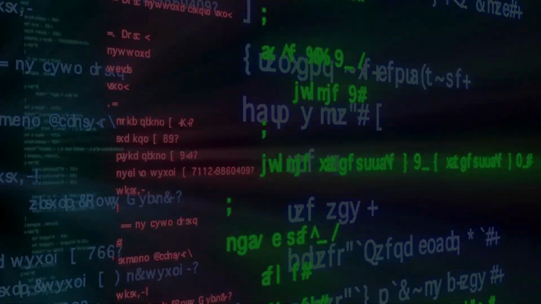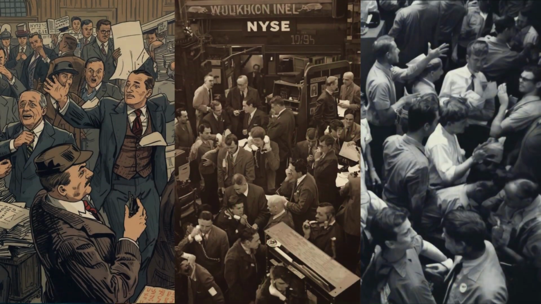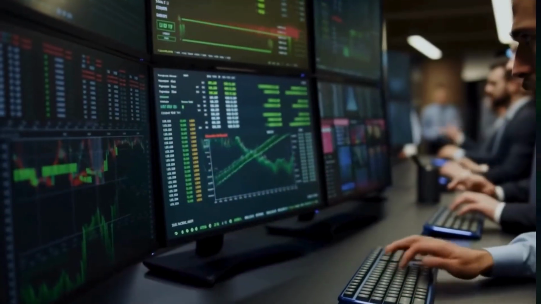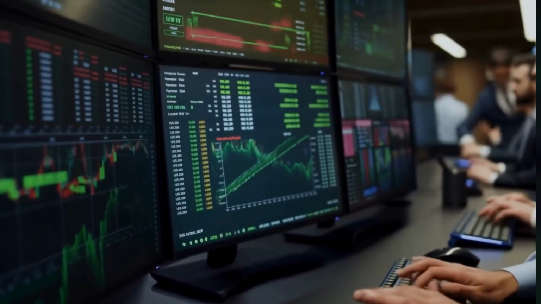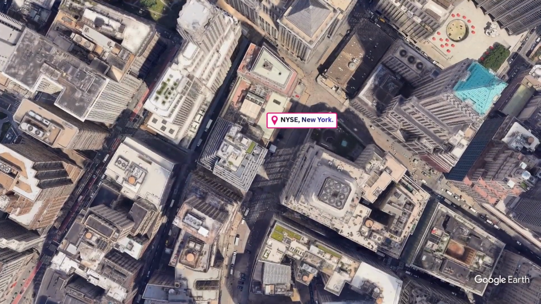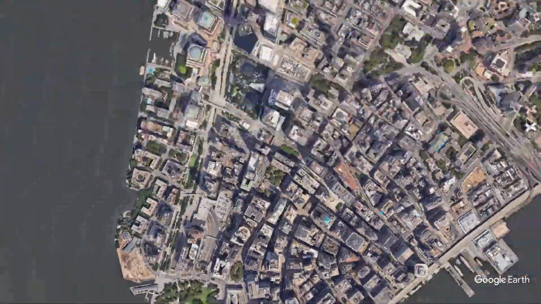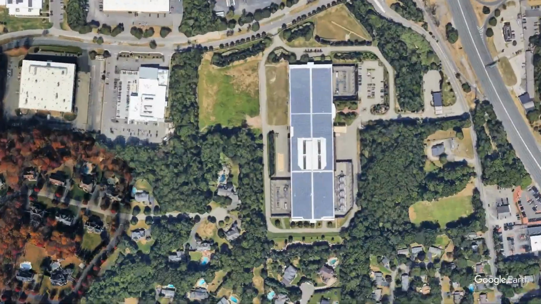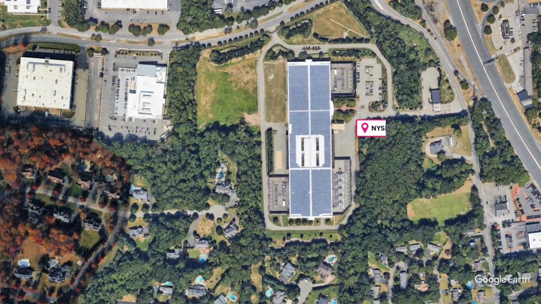And this brings us to today. The guys in the pit are gone. Now it's algorithms fighting for position in a queue, measuring success in nanoseconds. Most people think Wall Street is in New York. It's not. It's in New Jersey. How? Because the entire US stock market basically lives inside a few massive data centers.